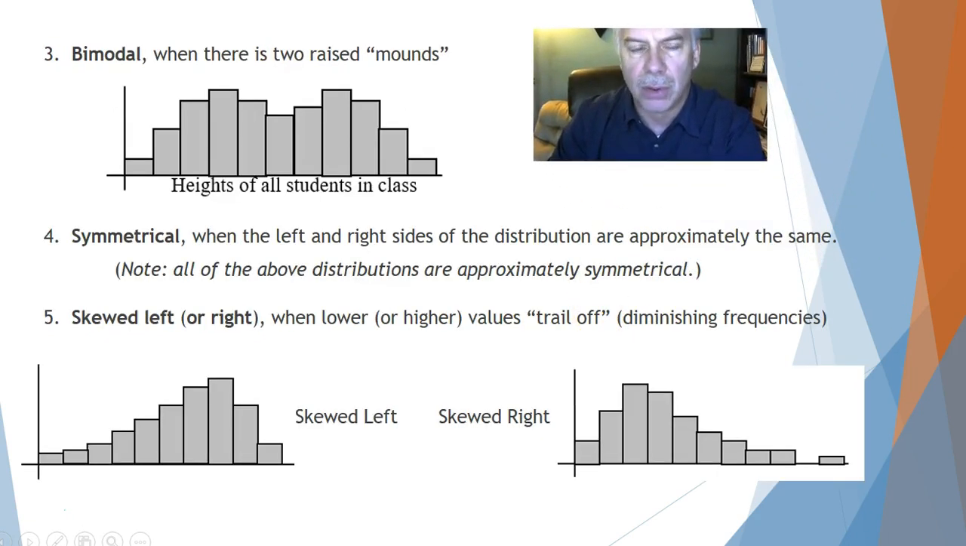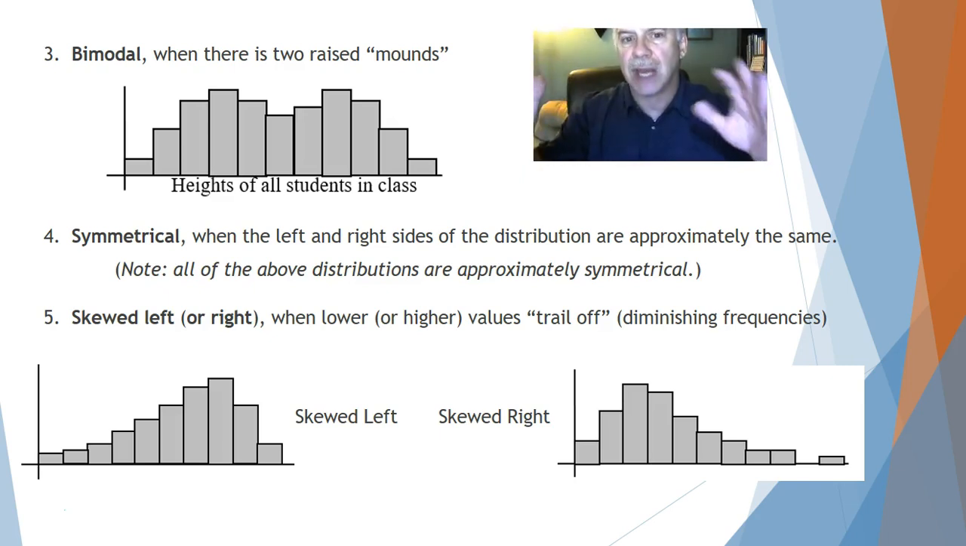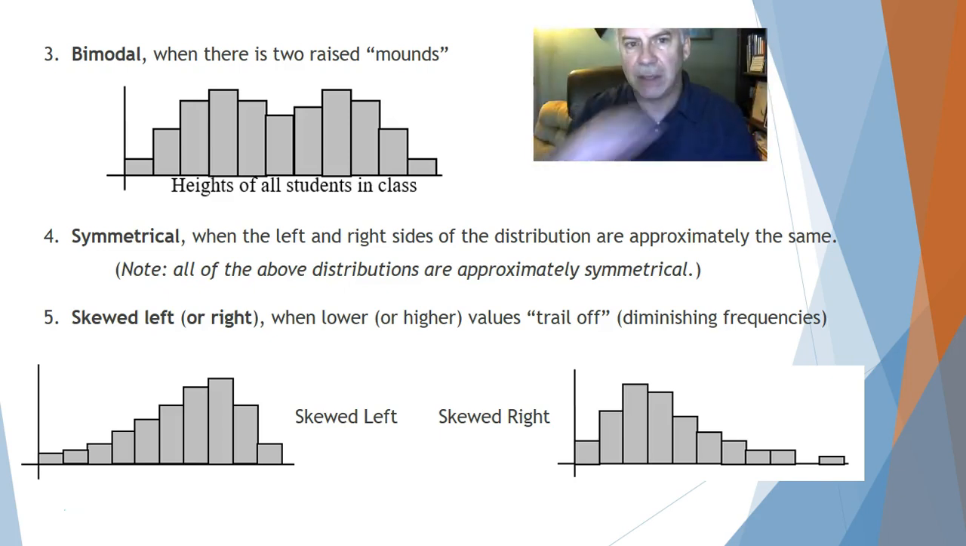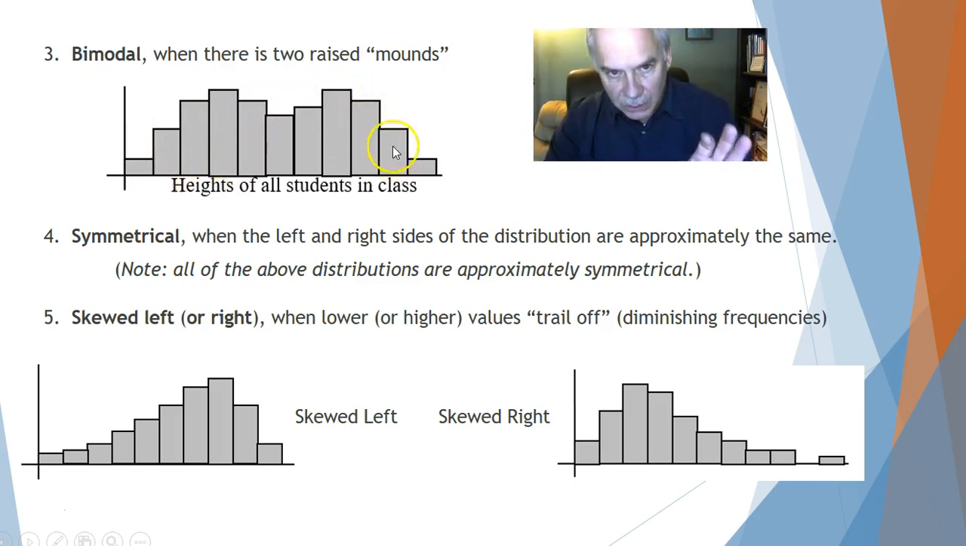Now, bimodal distributions have two high points. They're two raised mounds, and that would occur if you're dealing with the heights of all students in the class, both males and females. The reason is males generally have taller heights than females, and so the females would be causing this first mound, and then the males would be causing the second mound. There'll be that bimodal shape when you have the heights of all students in a mixed gender class.